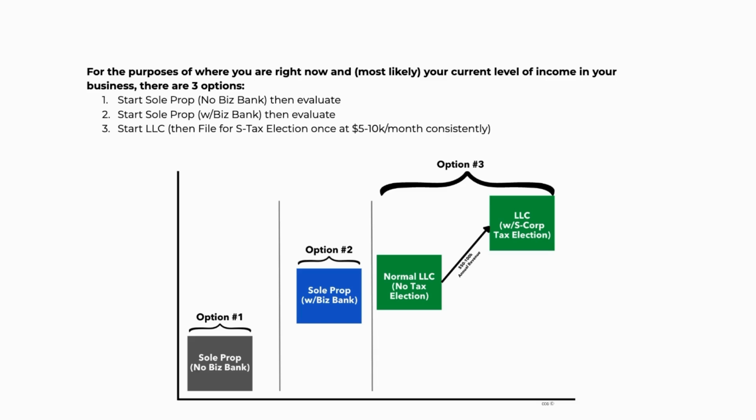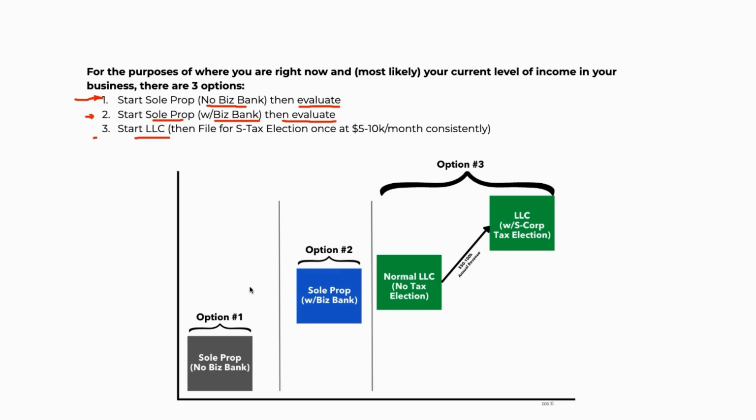But if you're coming to this program and already making $30,000 a month, then hey, maybe there is an option 4. But for most people, the 3 options are: number 1, you can start off as a sole prop with no business bank account. Okay, that's what biz bank means, no business bank account, and then evaluate. Option number 2, you can start as a sole prop with a business bank account and then evaluate. Or option number 3, you can start an LLC, and then file for an S tax election once you're at around $5,000 to $10,000 a month consistently.